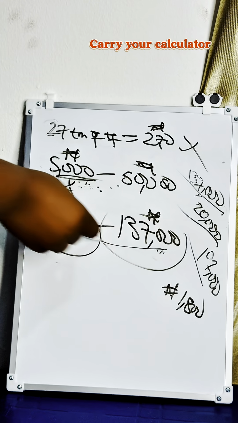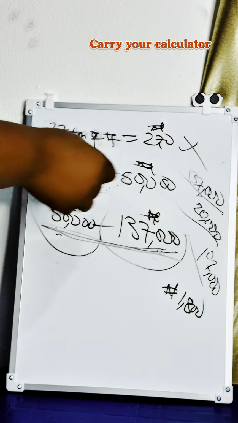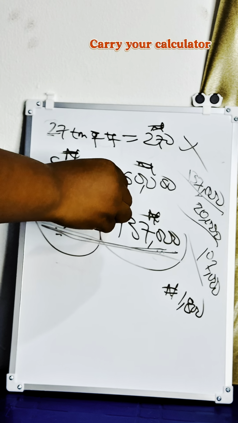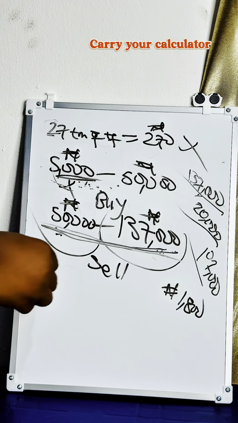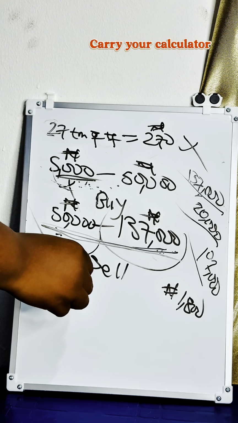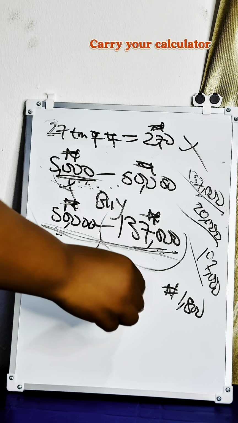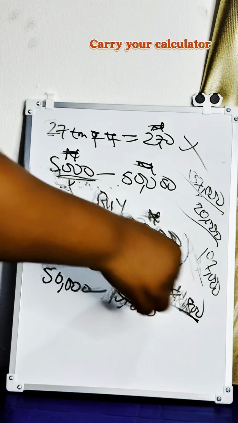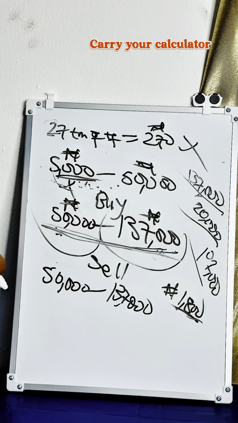But this works more. So with this range of your buying price, and mind you, this is how you'll be selling too. So when you buy like this, you also sell like this, 50,000 to 137,000. So you'll be getting your profit or close to it correct, and you'll not be meeting nonsense customers.